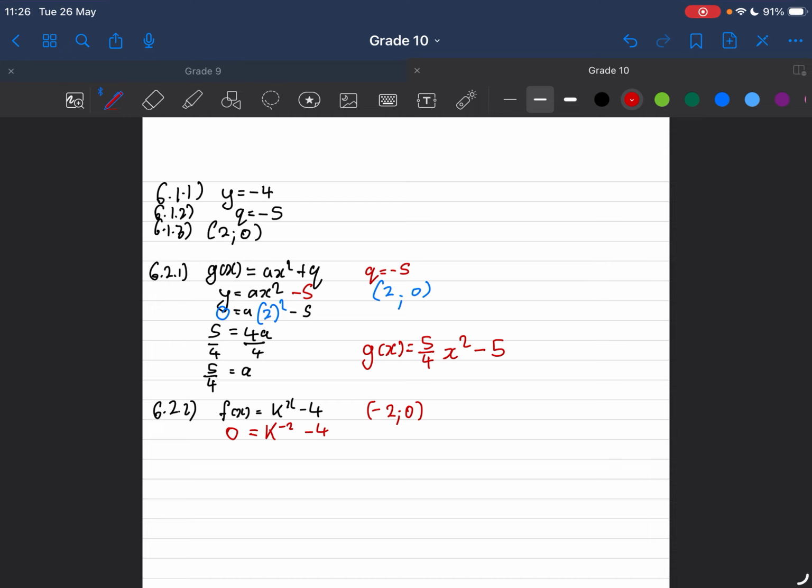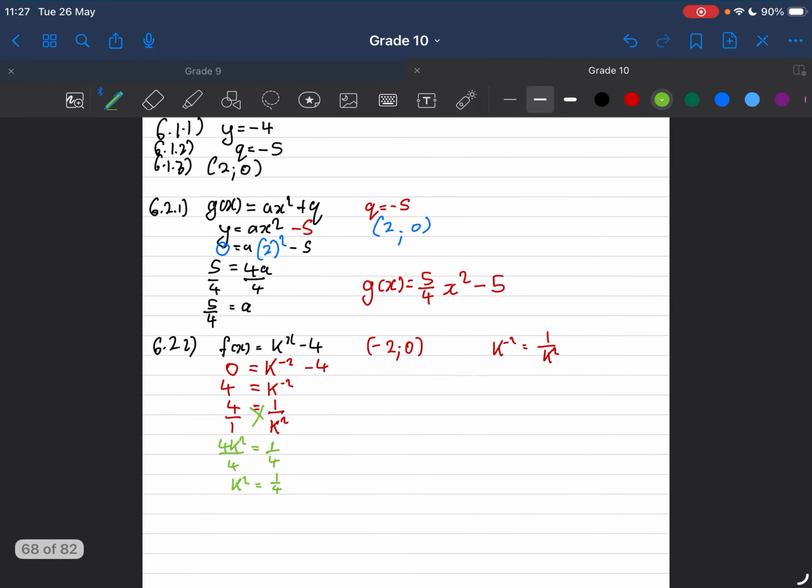Okay, so what do I do next? So I'll say move the 4 across, and I have k to the -2. Now when you have a negative exponent, as we do there, k to the -2 can be written as 1 over k squared. So I'm going to write 1 over k squared is equal to 4 over 1, and then you cross multiply, and then 4k squared is equal to 1. If you divide both sides by 4, k squared is equal to a quarter.